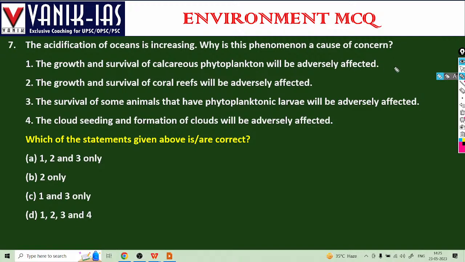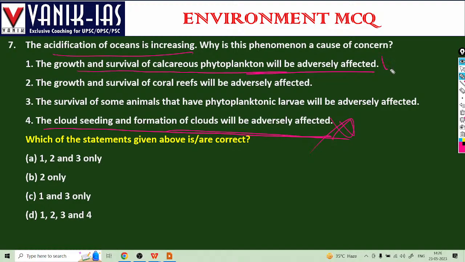If the acidification increases, what will happen? At least cloud seeding or formation of clouds will not be affected, because this is about ocean acidification, right? You should not think so much in a particular question. Just think whether ocean acidification has any direct relationship with cloud seeding. No. Answer is no. So option one is right because it will hamper the growth and survival of phytoplankton.